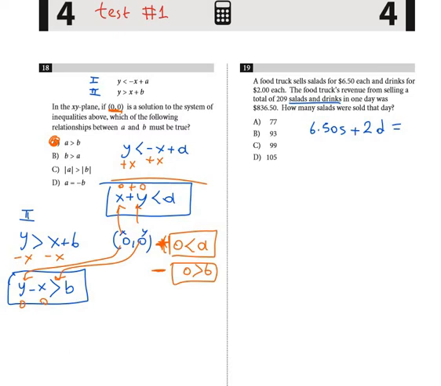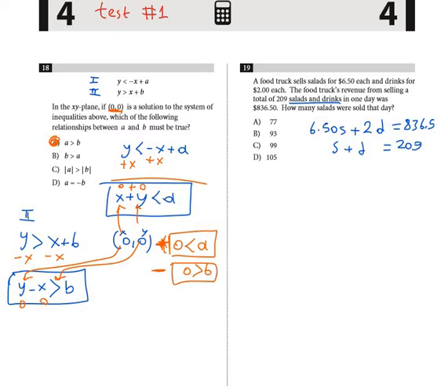So we're going to create the second equation, salads plus drinks, our total 209. This is going to be our number equation. And our value equation is 6.50s plus 2d equals 836.5. Now we're going to solve the system of equations. You can either use your graphing calculator or solve algebraically. I'm going to solve here algebraically and then show how you can use graphically.